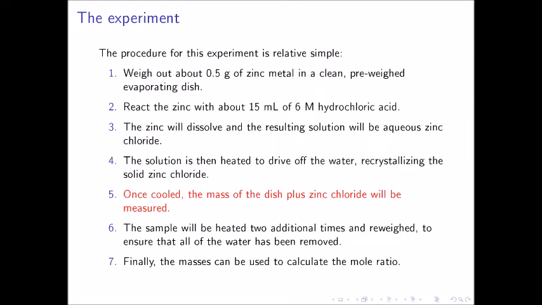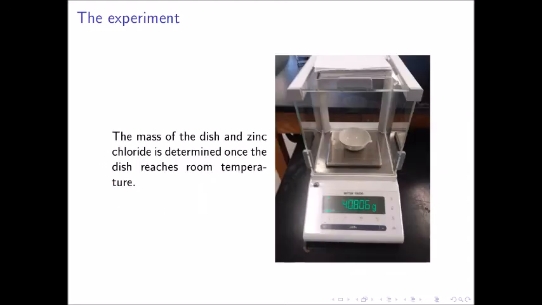We must wait for the dish to completely cool to room temperature before determining the mass of the dish plus zinc chloride. This will ensure that we do not introduce any errors into our mass measurement. As you can see, the mass of the dish and the zinc chloride is determined to be 40.806 grams once it's reached room temperature.